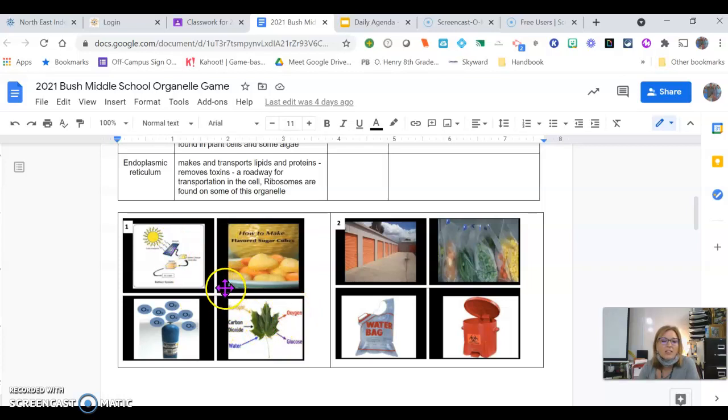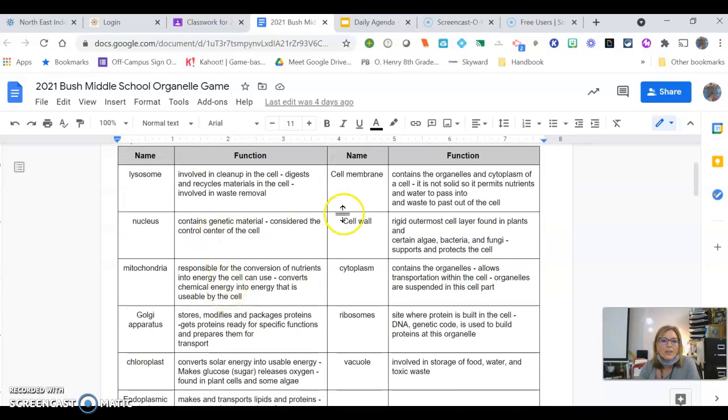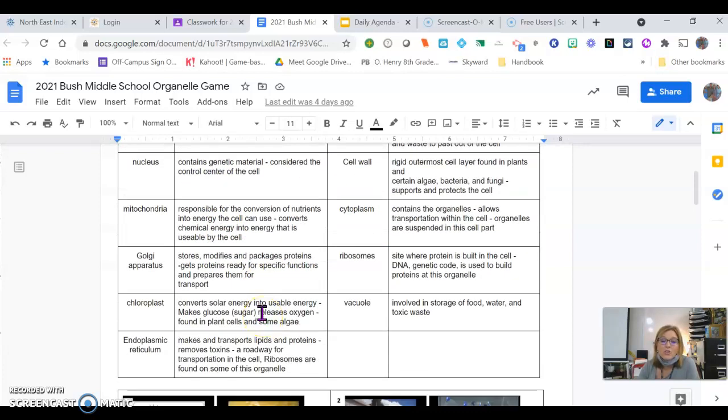So what do you think about that? You can always scroll back up and look at your definitions, which you also have in your journal, and give you a little more think time. Your answer should be chloroplast, because it converts solar energy into usable energy. It makes glucose and releases oxygen and is found in plant cells and some algae.